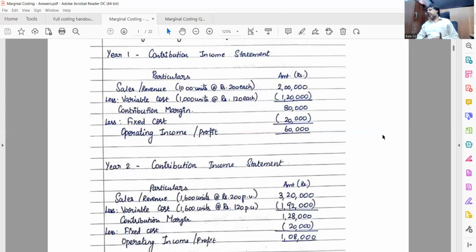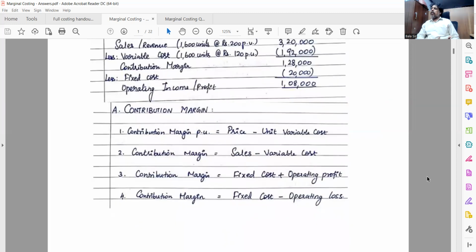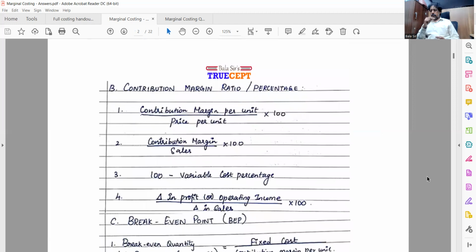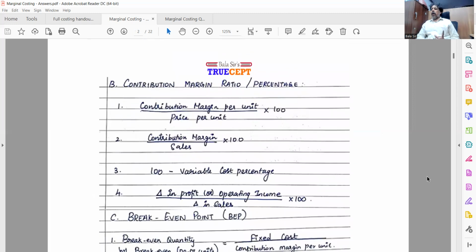Understood? And that is your contribution. Okay, that is the first set of equations. I will discuss one more set of equations, then you can take down. Number 2, B: contribution margin ratio or percentage. Very popular, contribution margin ratio, or contribution margin percentage, also known as PV ratio, the profit volume ratio.